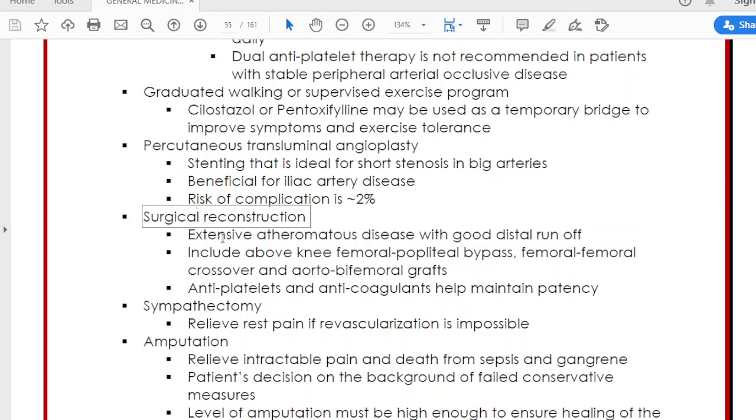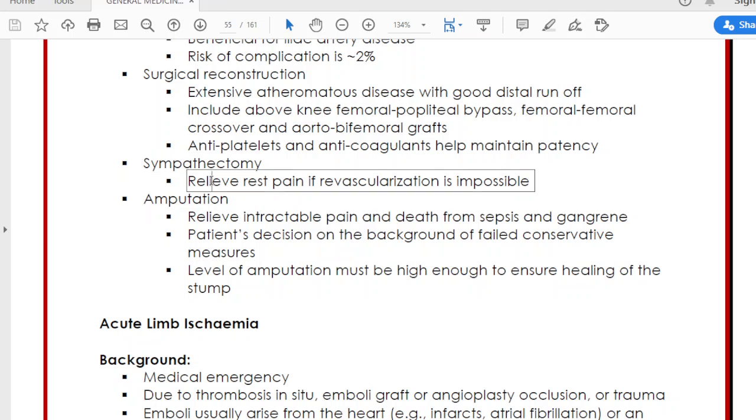Surgical reconstruction for extensive atheromatous disease with good distal runoff. Include above-knee femoral-popliteal bypass, femoral-femoral crossover, and aortobifemoral grafts. Antiplatelets and anticoagulants help maintain patency. Sympathectomy: relieve rest pain if revascularization is impossible. Amputation: relieve intractable pain and prevent death from sepsis and gangrene.